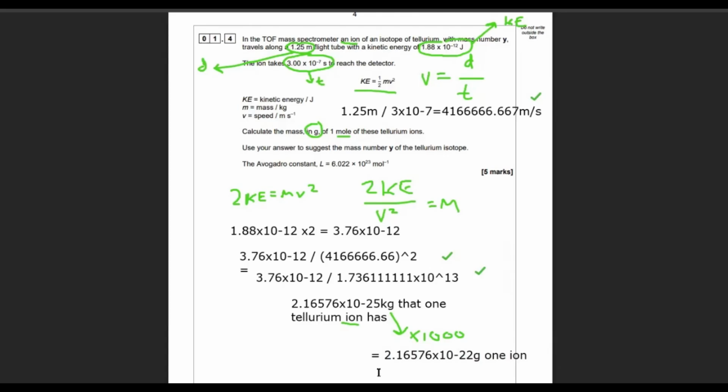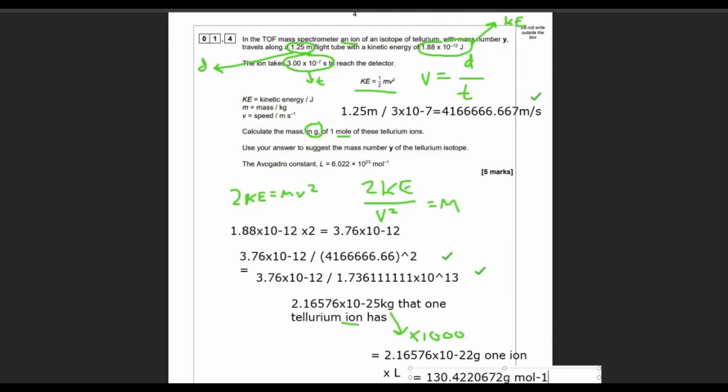Let's work it out now for a whole mole. So we want to times by L. Now, L, of course, is over here, 6.022. So times that now by 6.022 times 10 to the 23. And what you're going to get is 130.422. So that is going to equal, for me, 130.4. Of course, if you round it on the way, I'm getting a slightly different value.